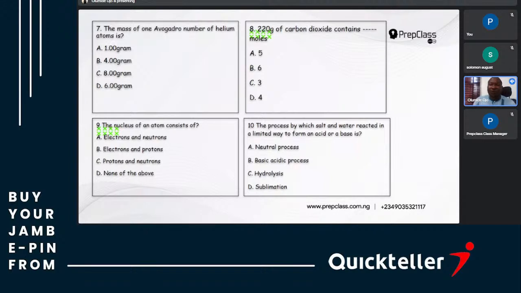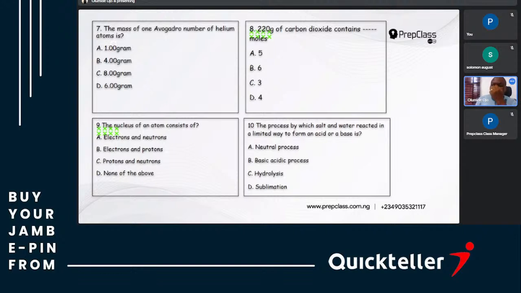So anytime you are asked for the mass of one Avogadro number of any element, they are asking for the mass number of that element in gram. Do you hear me? The mass number of that element in gram. That's what they are asking you. So the mass number of helium in gram is what? 4 gram. So the answer will be B. Do you get that? Yes, sir. Okay. So when there is anything you don't understand, please let me know. Then we'll go to number 8.